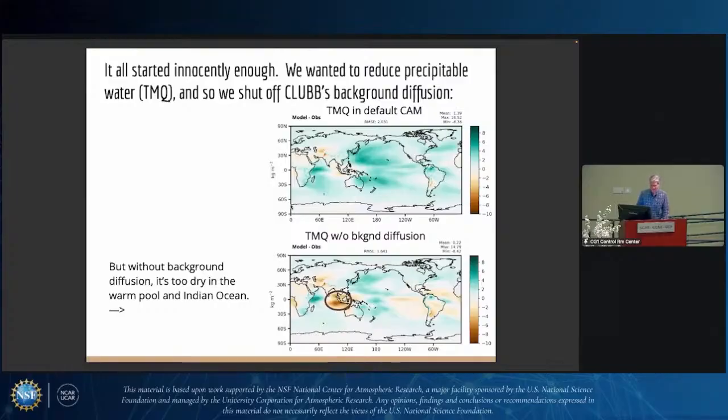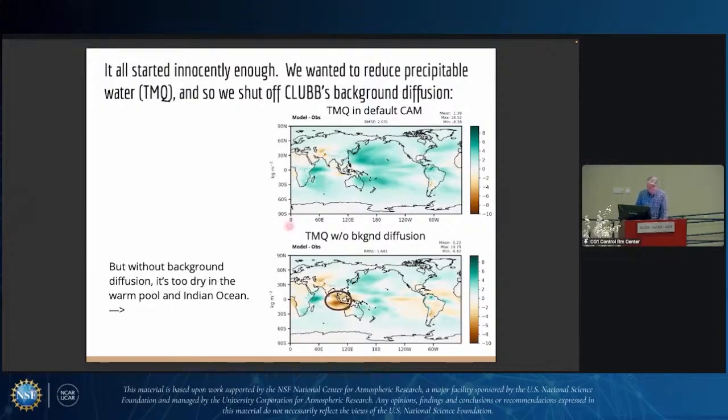It all started innocently enough. We wanted to reduce precipitable water, which is TMQ in CAM's parlance. And so we shut off CLUBB's background diffusion. CLUBB's background diffusion is sort of a historical artifact at this point. It was introduced many years ago in order to improve marine stratocumulus, but it doesn't really do that anymore. And so it's sort of an ugly wart that I would like to get rid of in the model. And it has a side benefit: if we shut it off, it reduces TMQ and improves it.